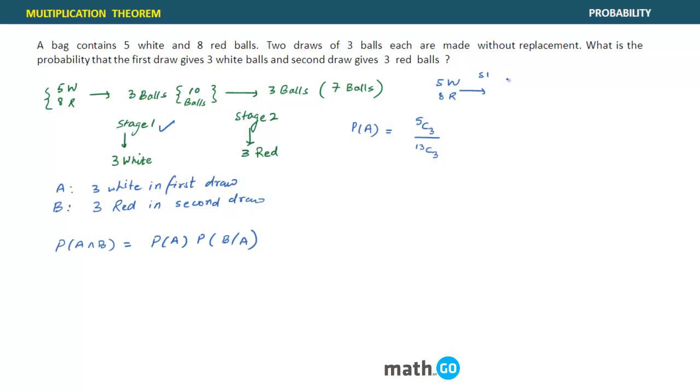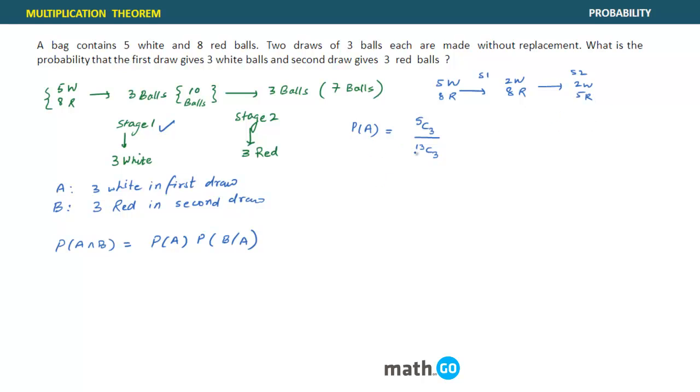Right. And after stage 1, when 3 white balls have been drawn, what is the configuration left? 2 white, 8 red. Right. This is the configuration. And then you will talk about stage 2, where again 3 balls are drawn, which are red in color now. So this is the configuration that is happening.